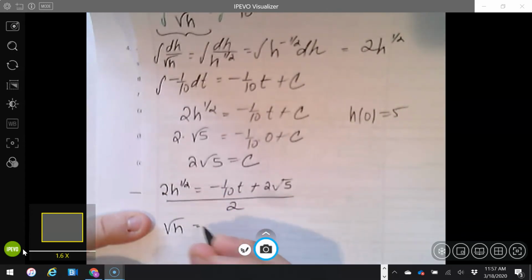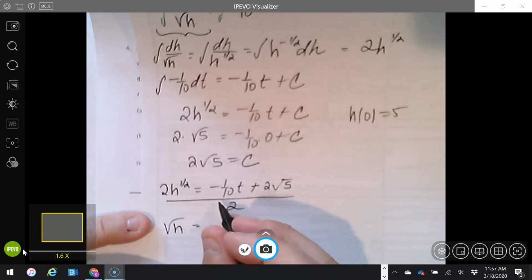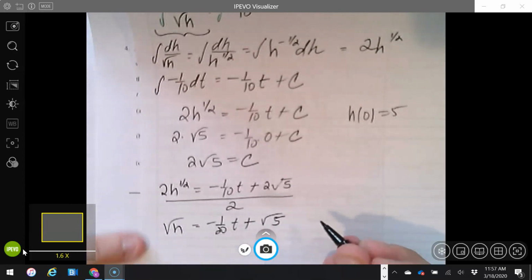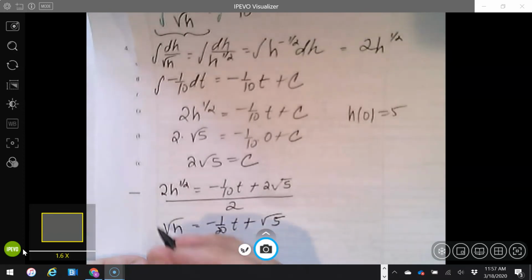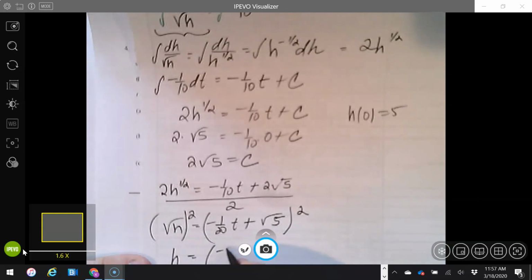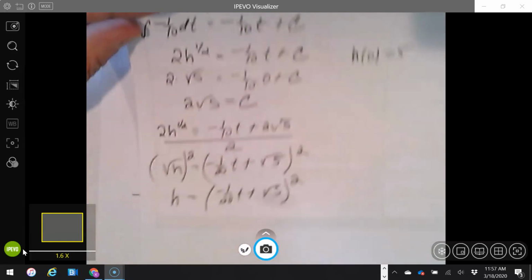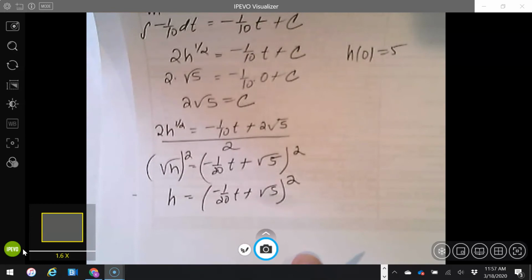h to the half means square root of h. Negative 1/10 t divided by 2 is the same as negative 1/10 t times a half, so that's negative 1/20 t. 2 square roots of 5 divided by 2 is square root of 5. To get h by itself, I'm going to square, and I'm going to square. Square root of h squared is h. On the right, I'm going to say negative 1 over 20 t plus the square root of 5, the whole thing squared. I don't need to simplify. I don't need to expand. All of that would be a waste of time and possibly throwing away a point.